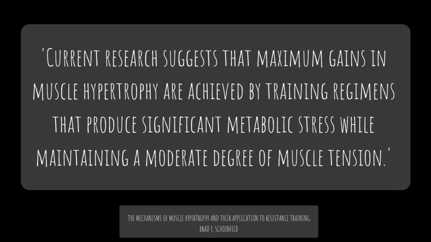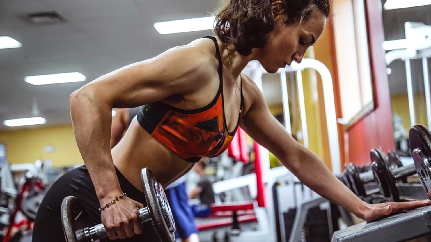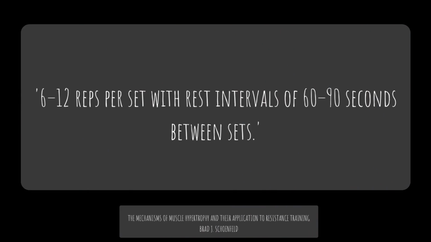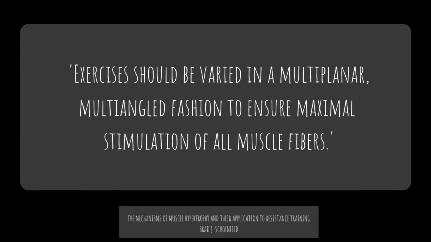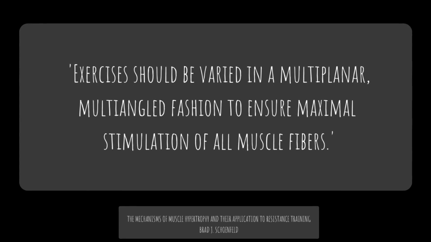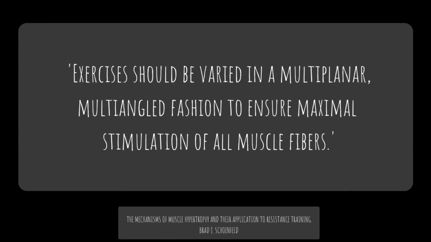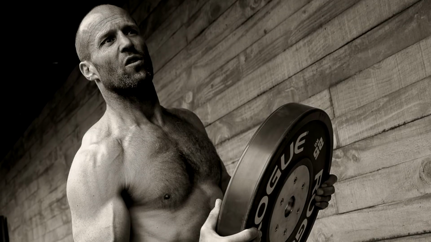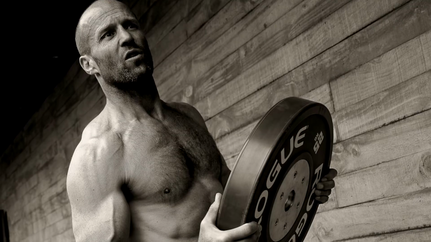Current research suggests that maximum gains in muscle hypertrophy are achieved by training regimens that produce significant metabolic stress while maintaining a moderate degree of muscle tension. A hypertrophy-oriented program should employ a repetition range of 6 to 12 reps per set, with rest intervals of 60 to 90 seconds between sets. Exercises should be varied in multiplanar, multi-angled fashion to ensure maximal stimulation of all muscle fibers. Multiple sets should be employed in the context of a split training routine to heighten the anabolic milieu.